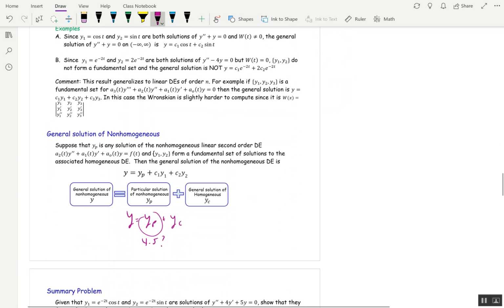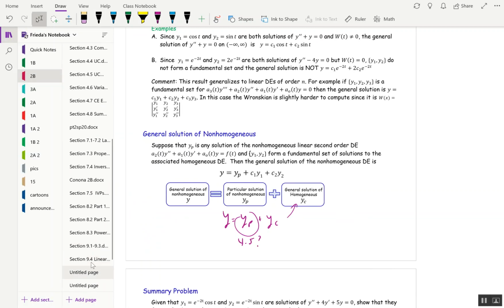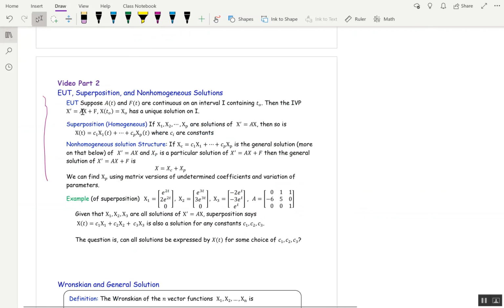the solution structure of the non-homogeneous told us that we could get the general solution of the non-homogeneous by taking any particular solution of the non-homogeneous, which we called YP, and adding it to the general solution of the homogeneous. So back to chapter 9, these theorems say the same thing, except it's a higher dimension. So we've got a superposition principle for homogeneous. We've got the solution structure for non-homogeneous.